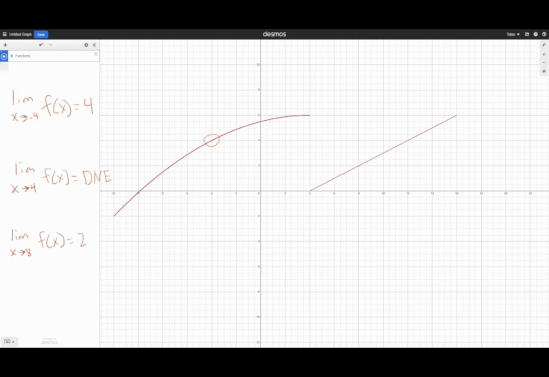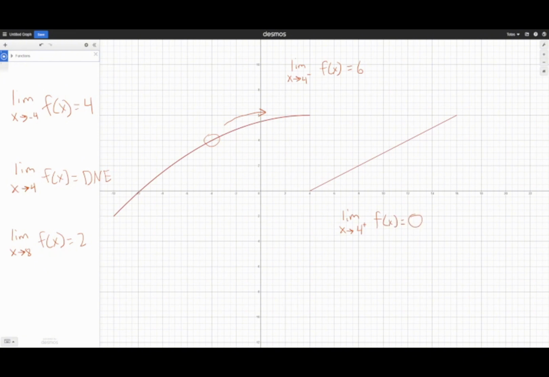However, if we said the limit as x approaches 4 from the left of f of x, we only care about x coming in from this direction. So we would say that that would be equal to 6. And then from the right, we would say that the limit as x approaches 4 from the right of f of x is equal to 0.